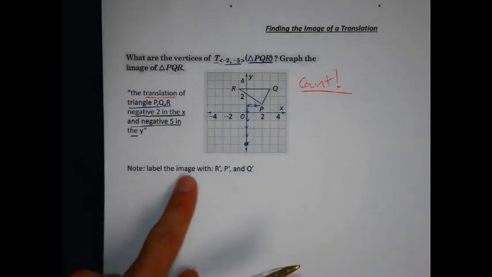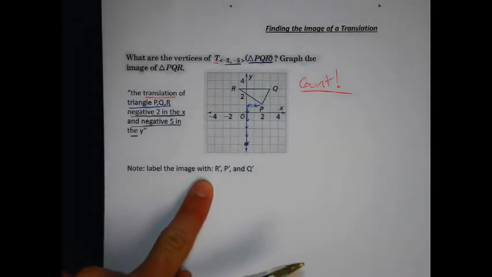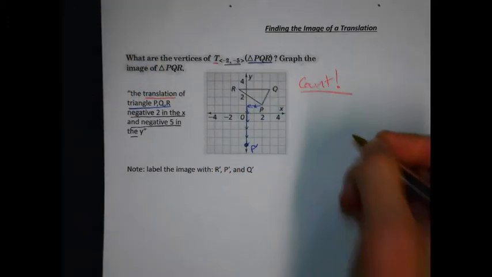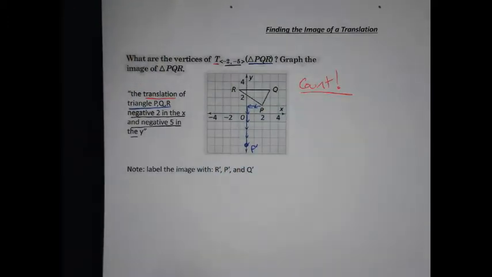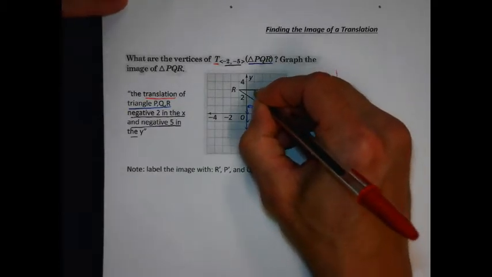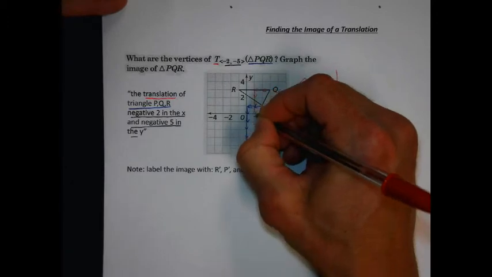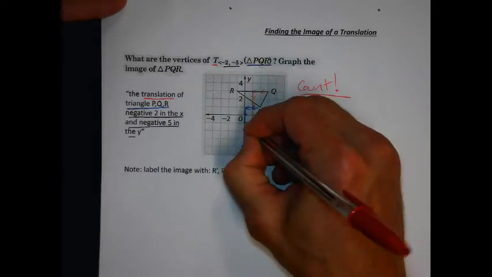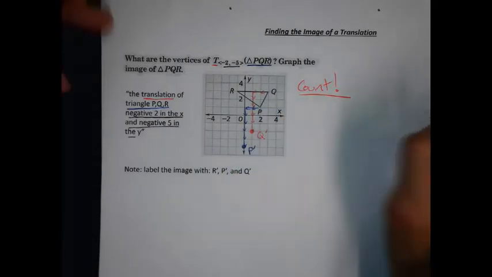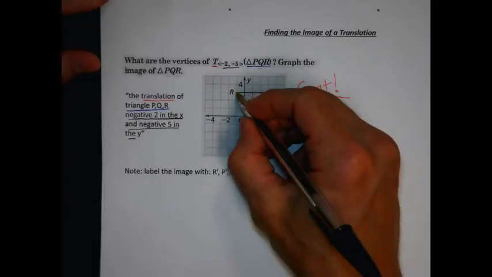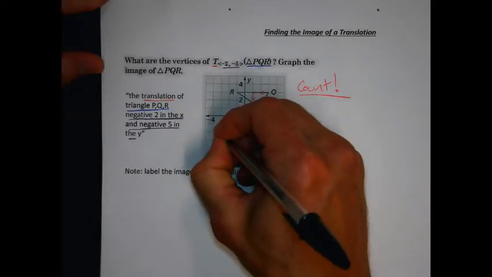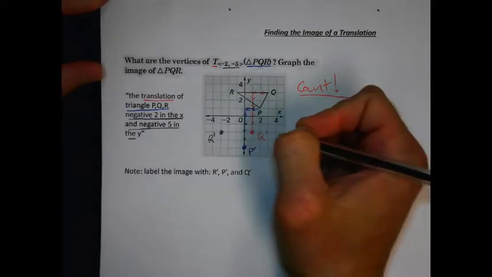But note, we have to label the image with our primes. So if that was the point P we moved, it is now P prime. We do the same thing with Q. So we go 2 to the left and 5 down. 2, 3, 4, 5. Here is our new point Q, so we're going to call that Q prime. And then very similarly with R. 2 to the left, 5 down. And there is our new R, so we're going to call that R prime.